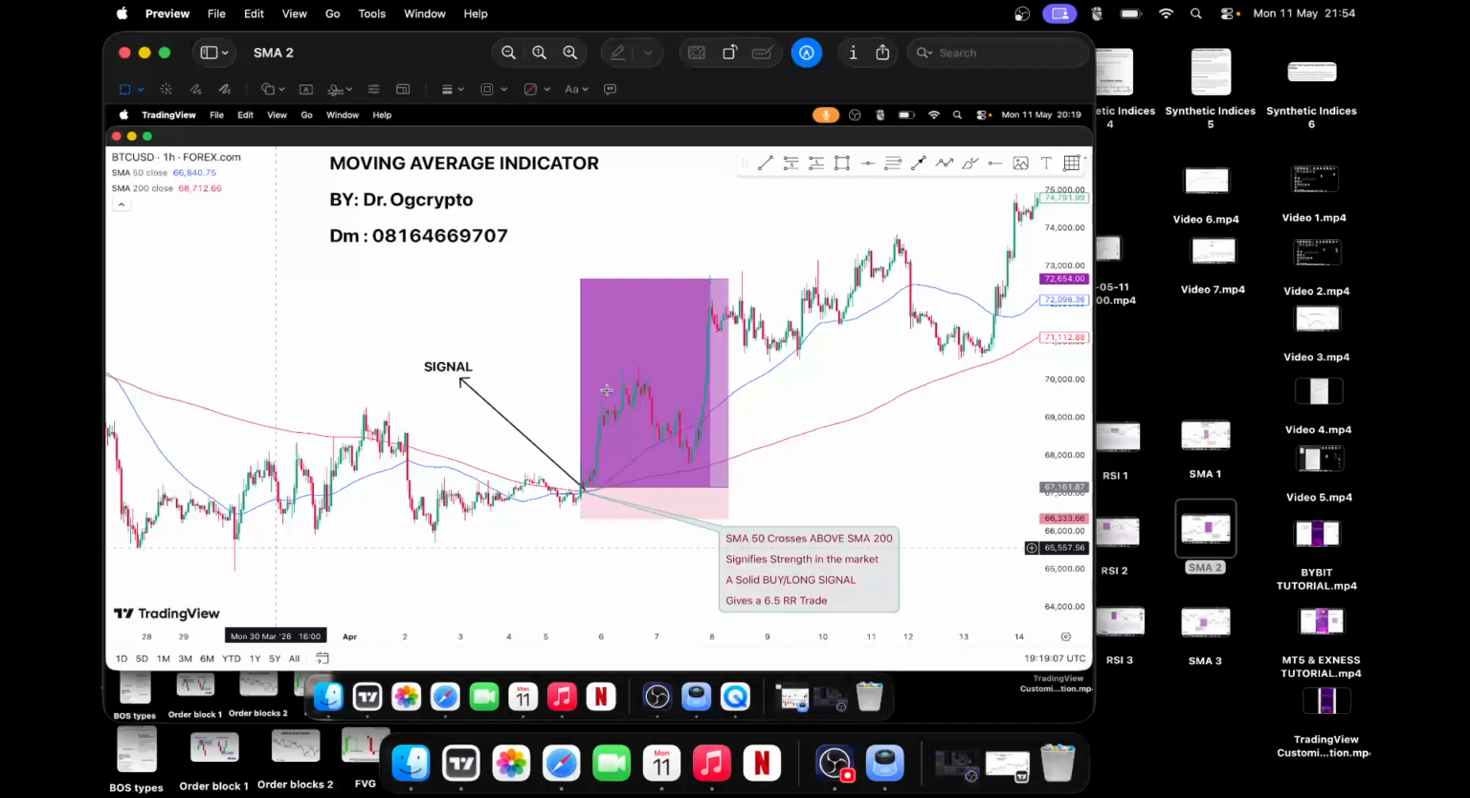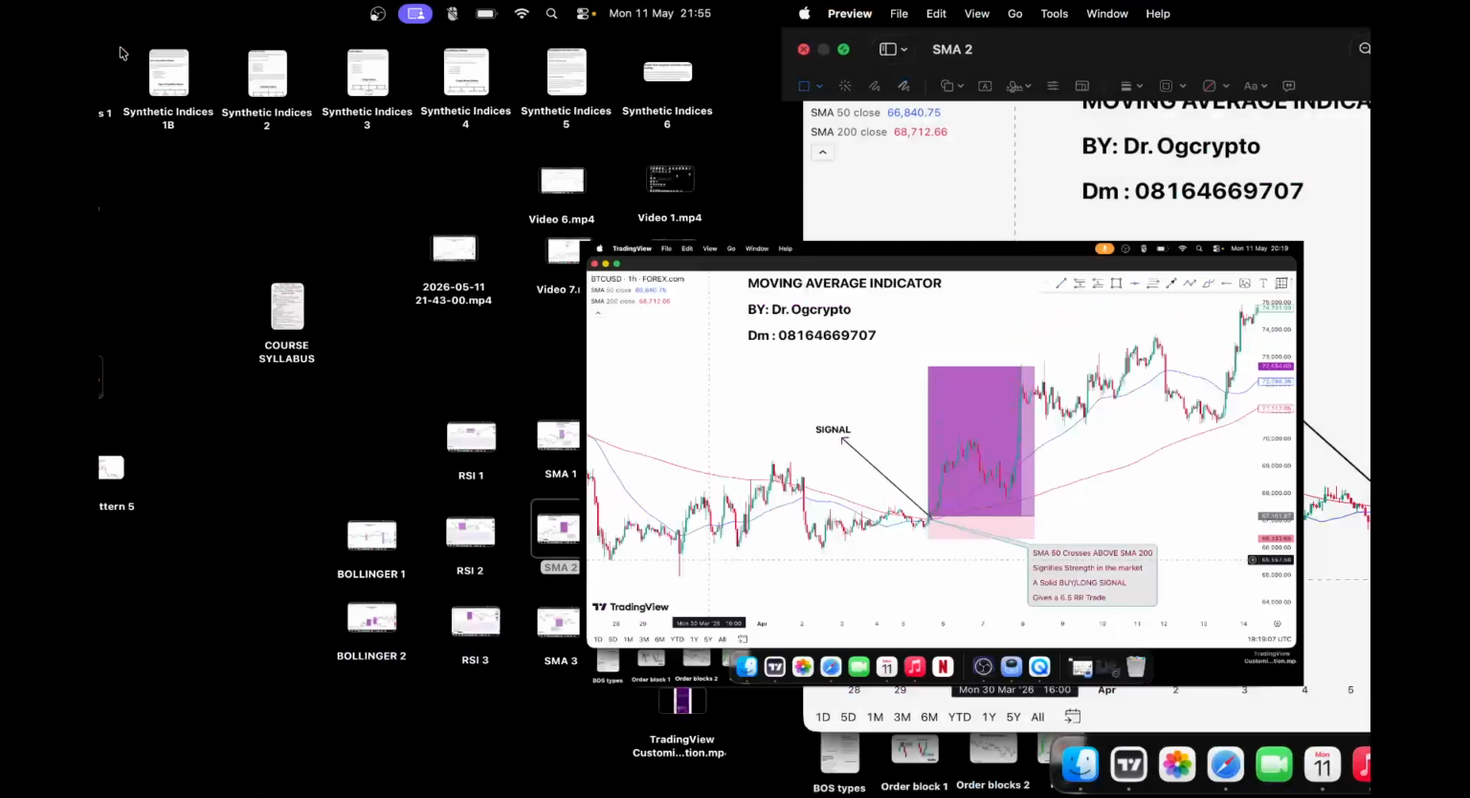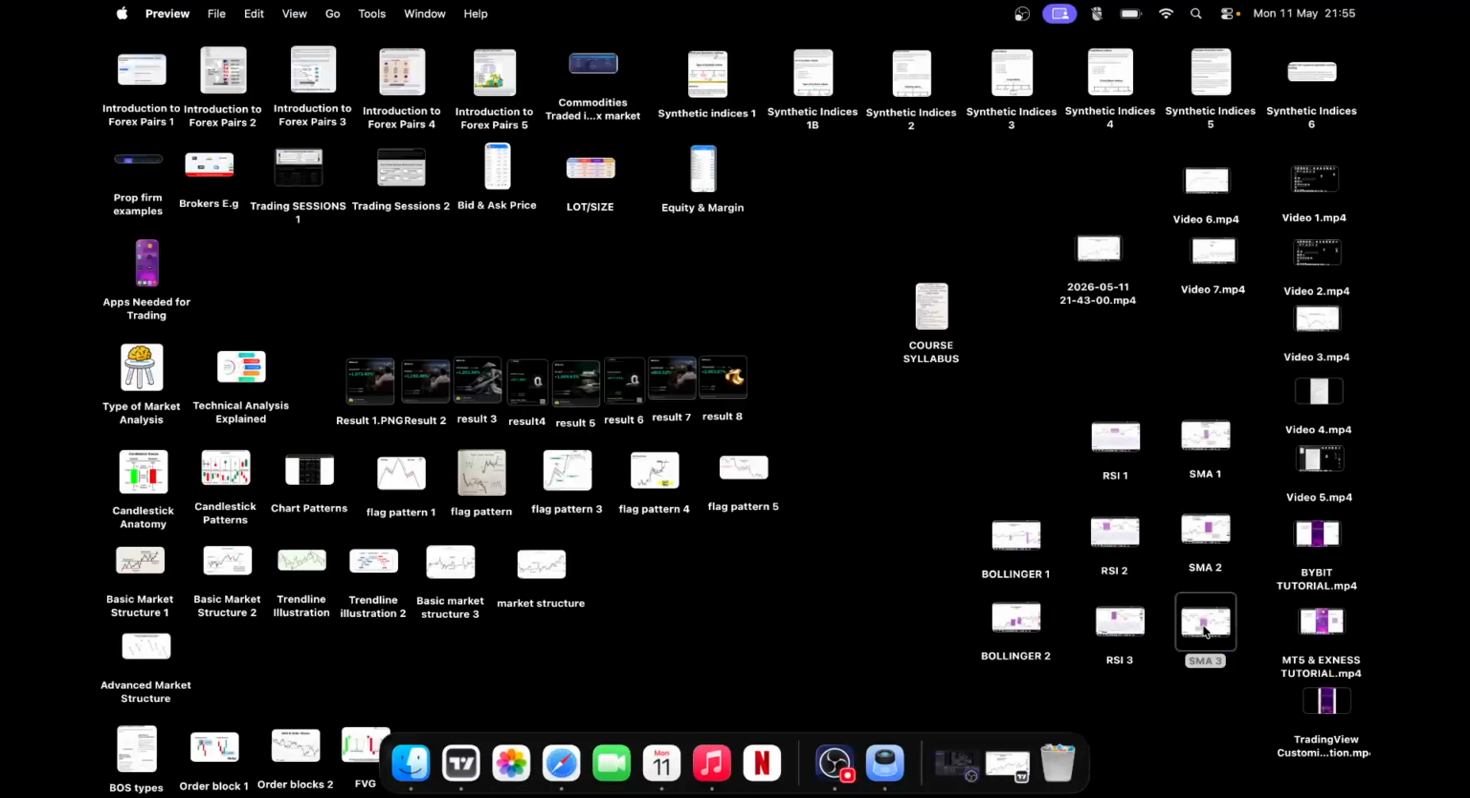So I'll buy. Then can you see the market first gave me profit, it retraced a little bit, then it went up very well. So this is a 6.5 RR trade. It means that if I enter this trade with $1,000, I will have made $6,500 from this trade. You understand? That is because the blue line crosses above the red line, and it shows the strength in the market. It shows that I should buy.